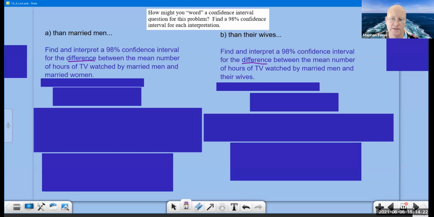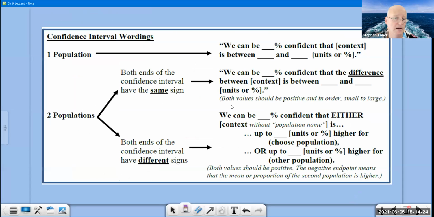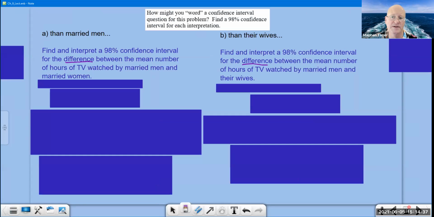If I go to look at that little chart that we had for these problems here, the word difference is underlined. Anytime you are wording the confidence interval question, the word difference needs to be in there, because it's really a confidence interval for mu1 minus mu2.